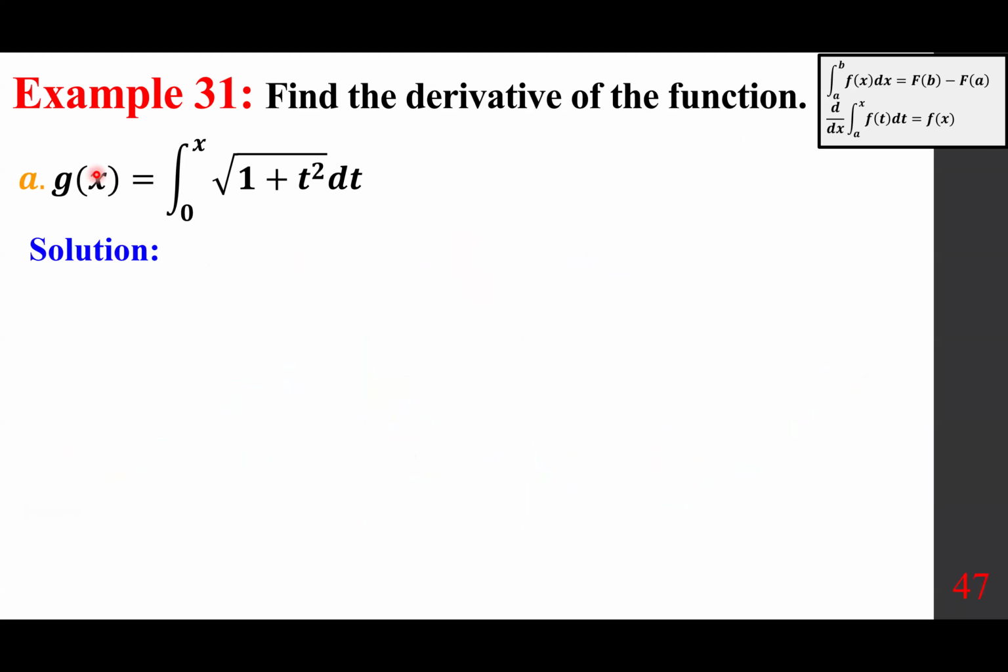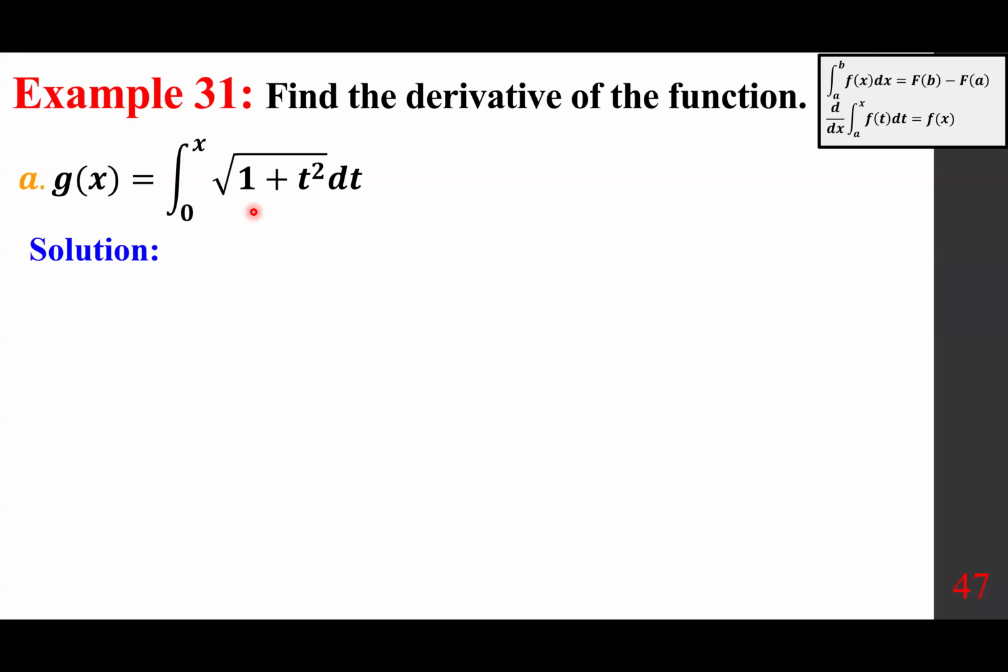Find the derivative of the function g of x, which is the integral from 0 to x of the square root of 1 plus t squared dt. This is one of those fundamental theorem of calculus problems, which says the derivative of this function gives you the integrand back at x. So d dx of the integral from a to x of f of t dt is f of x. So we want to differentiate this.